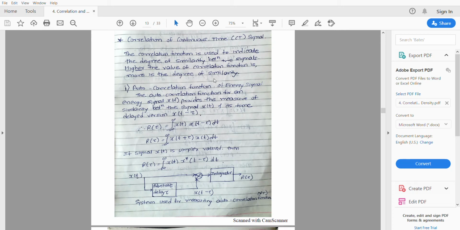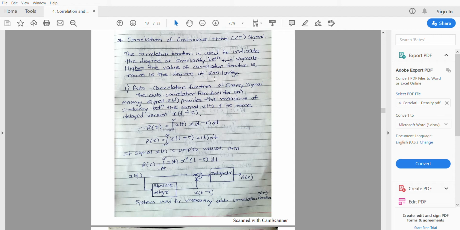In this video, we try to see what is the correlation and autocorrelation of a continuous time signal. The correlation function is used to indicate the degree of similarity between two different signals. So, the higher the value of the correlation function, the more the degree of similarity between the two signals.